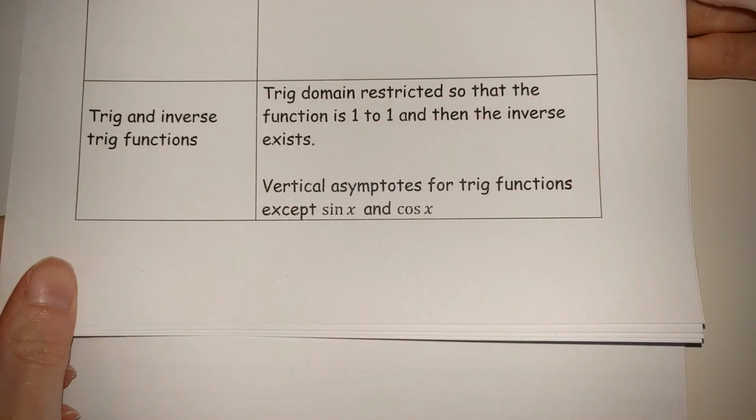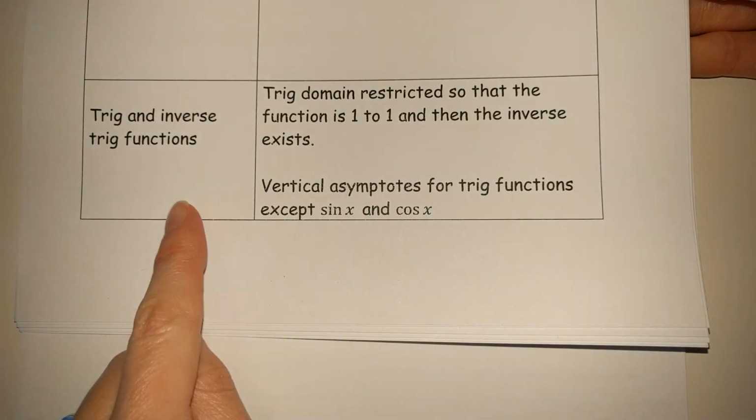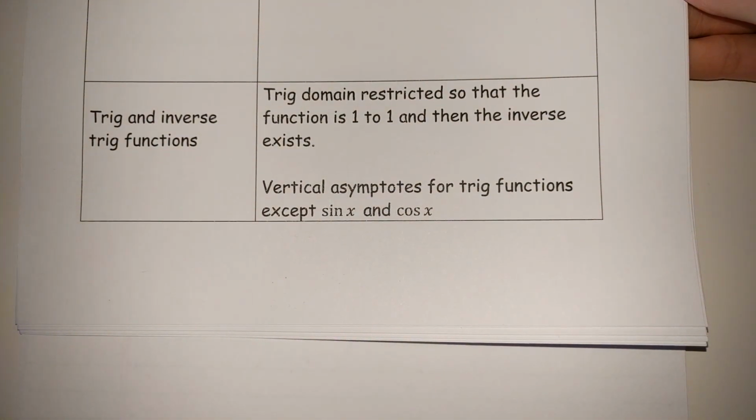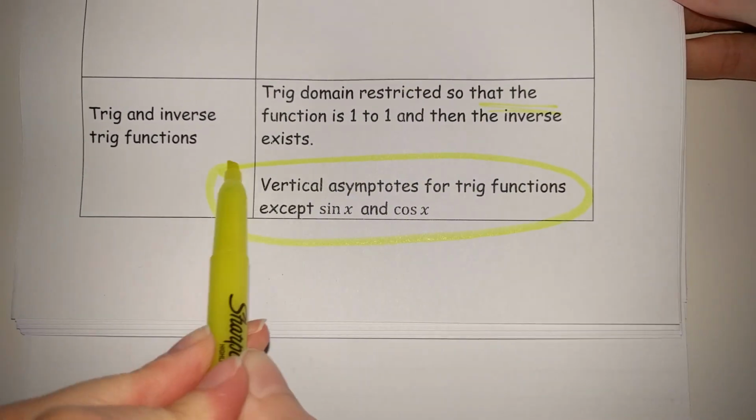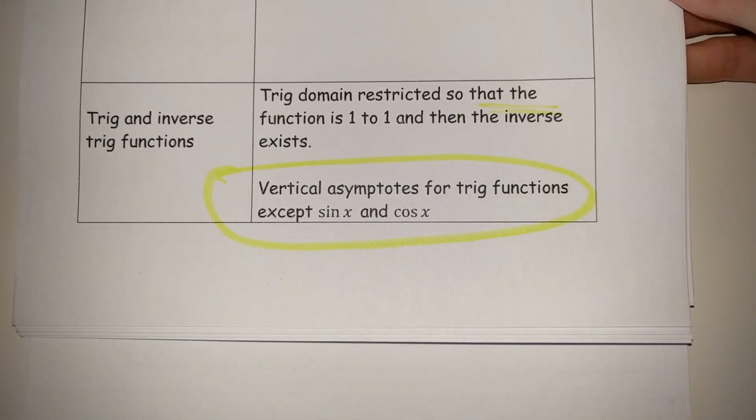All right, so when we talk about trig functions, we had a section in our notes where we said that trig functions are going to be continuous on their domain, and you have to restrict it to its one-to-one for the inverse to exist, but you also have to think about vertical asymptotes for trig functions when you have anything besides sine and cosine.